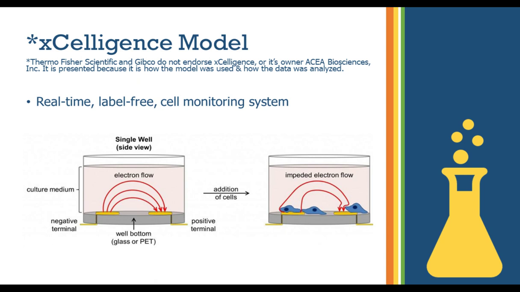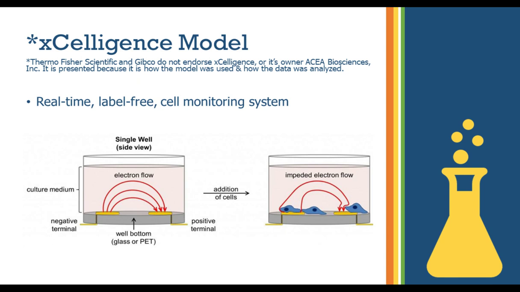So xCelligence is a real-time label-free cell monitoring system. You've got these little 16-well plates with electrodes in the bottom. The picture on the left is a schematic of one of the wells. You can run an electron flow through the well, moving from the negative to the positive terminal, and when there are no cells present, there's no impedance, so you have a nice unimpeded electron flow.